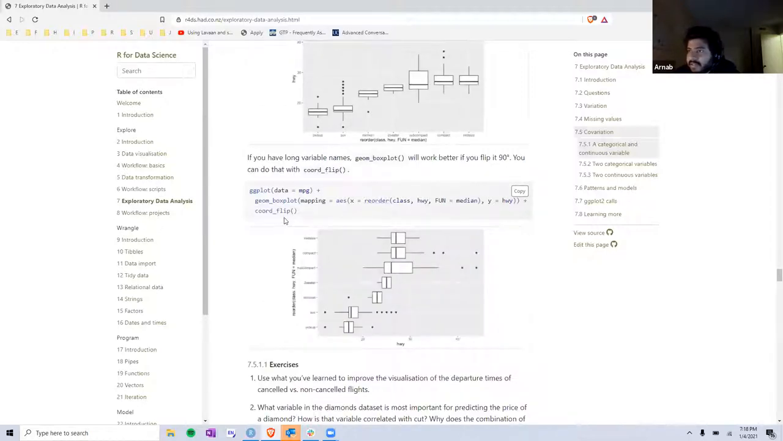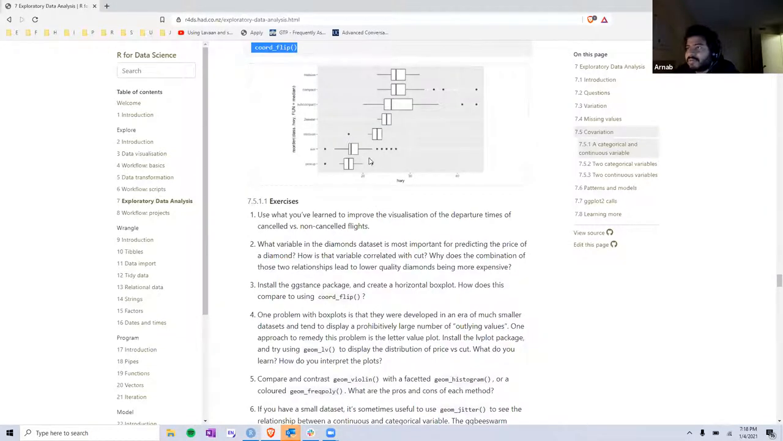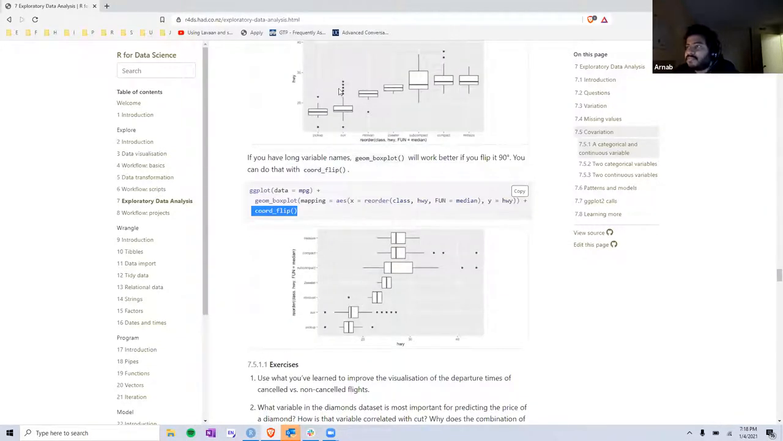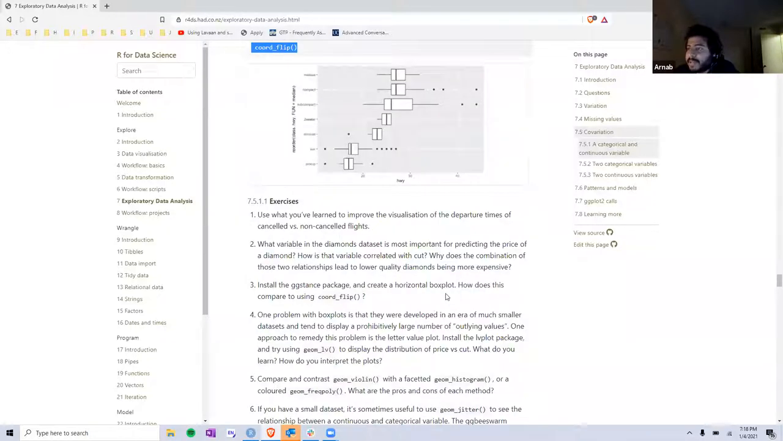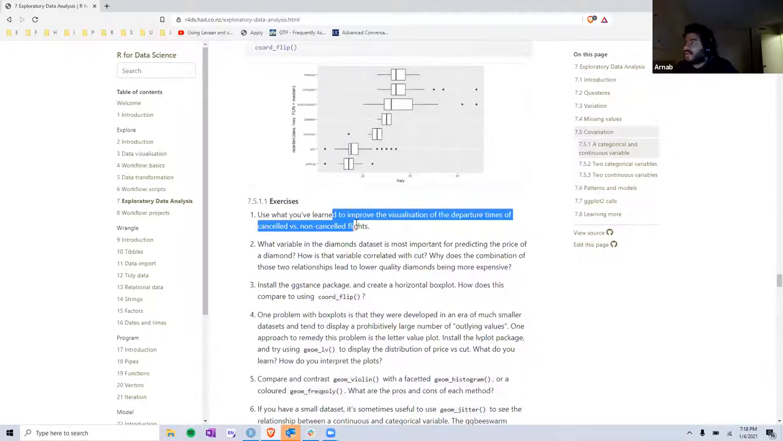And finally, there's another function called coord underscore flip, which flips the axes. If you want to make them horizontal instead of vertical, we can do that using coord underscore flip. That is it.